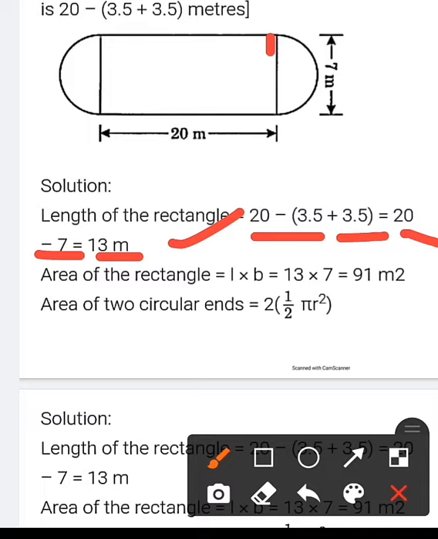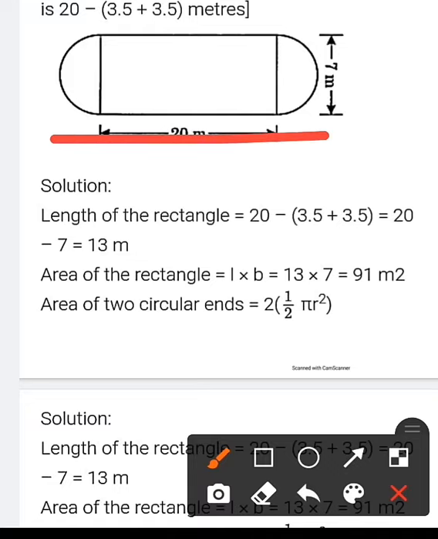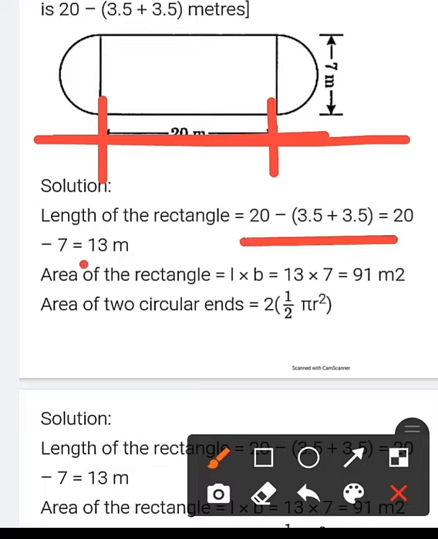Now the breadth is already given. See this 7, it is given outside the figure. The diameter of the circle is the breadth of the rectangle, so both are 7. The length was not given, we have calculated it. The whole was given as 20, from which we calculated the length part and got 13. So now this is our length of the rectangle.